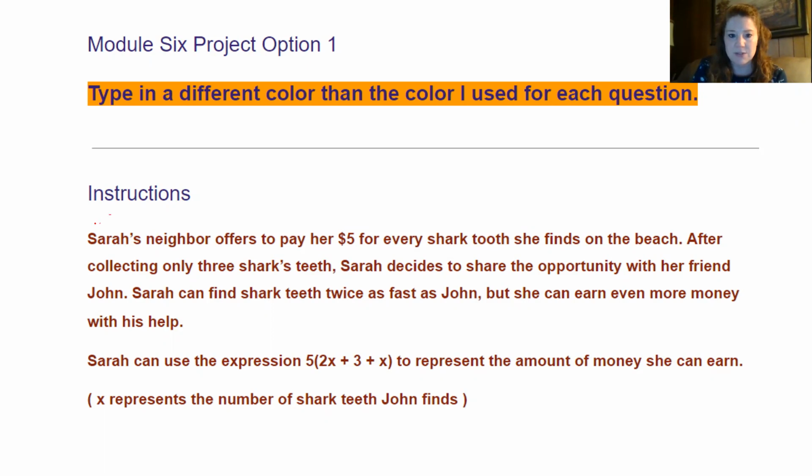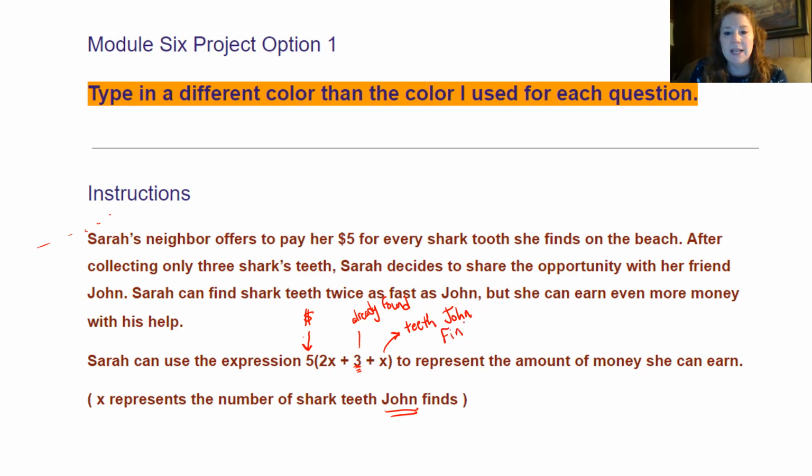Let's see what this represents, right? So the 5 represents how much money she's making per tooth. The 3 is the number of shark teeth she's already found. So we're going to write already found. Now the X represents how many teeth John finds. So we don't know how many teeth he finds. So teeth John finds.